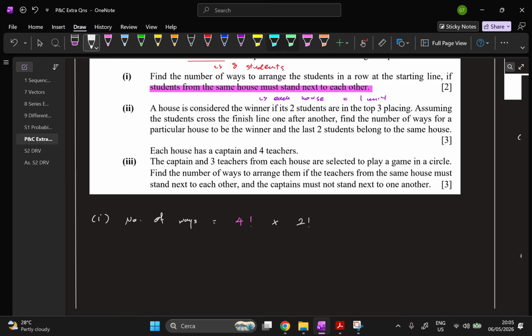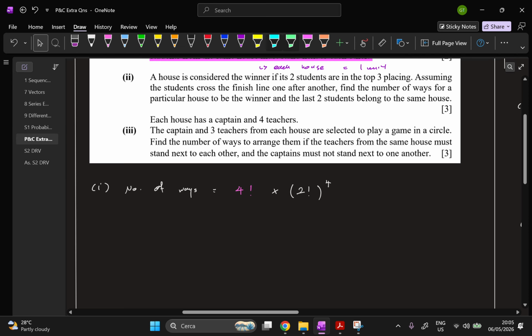So the 2 Gryffindors can swap positions. The 2 Hufflepuffs can swap positions. Same thing for the last 2 houses. So I have this 2 factorial applies 4 times for 4 houses. So we can save ourselves writing out this term 4 times and just write power 4.